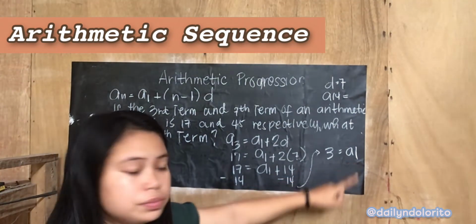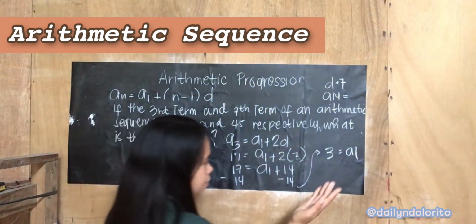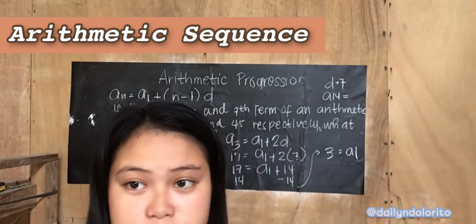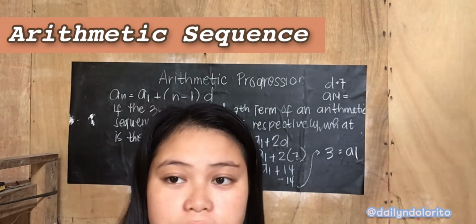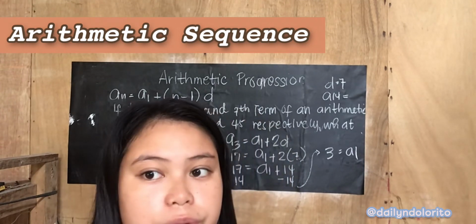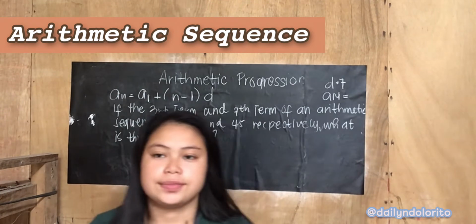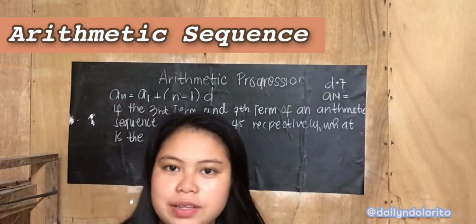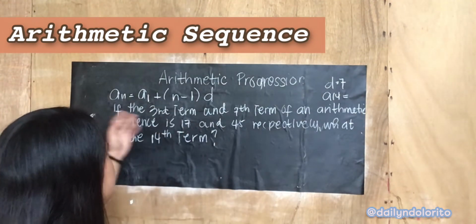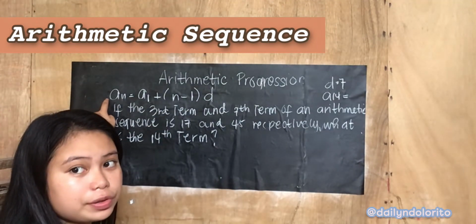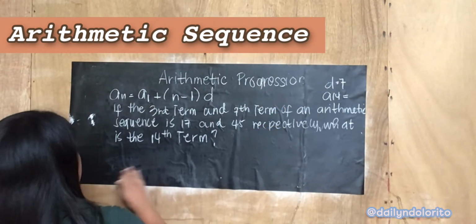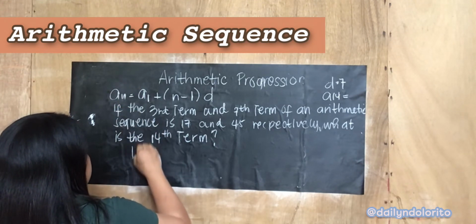Now that we have the first term, it is very easy for us to know what the 14th term is, because we also have the common difference, and we just have to add it in order to get the 14th term. So that's it. Now that we have the common difference, which is 7, and our first term, which is 3, we can use the formula that we have earlier to find the 14th term.